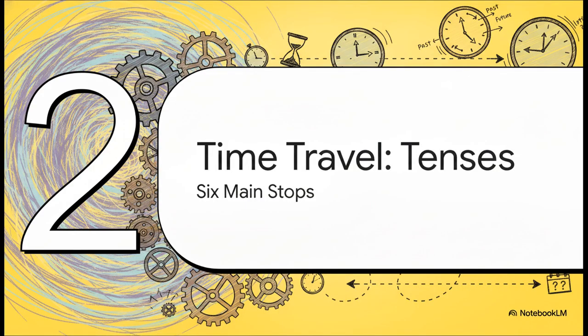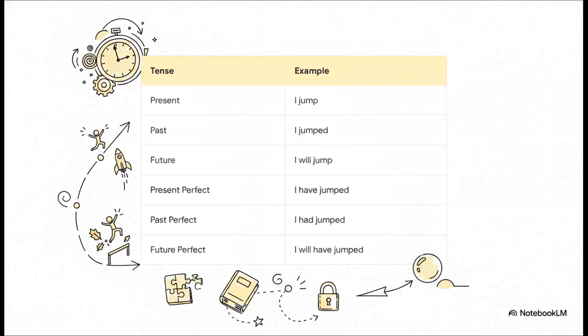Moving right along to part 2, time travel with main tenses. Building on those roots we just talked about, verbs basically act as literal time machines across 6 main stops in our landscape. They tell us exactly when an action occurs on the clock. You've got your simple tenses, present, past, and future. Think, I jump, I jumped, I will jump. Simple enough, right? Then we have the perfect tenses, present perfect, past perfect, and future perfect. We form these by grabbing those past participles and slapping on helping verbs like have or had. And what these do is describe actions that are fully completed relative to another specific point in time.